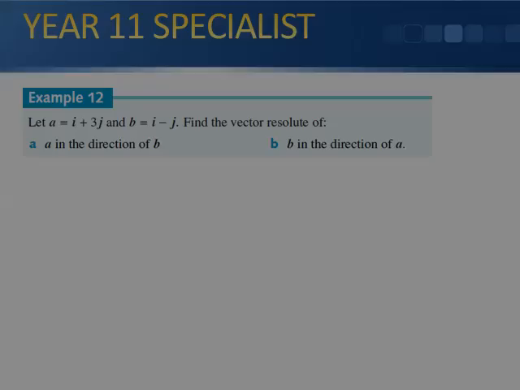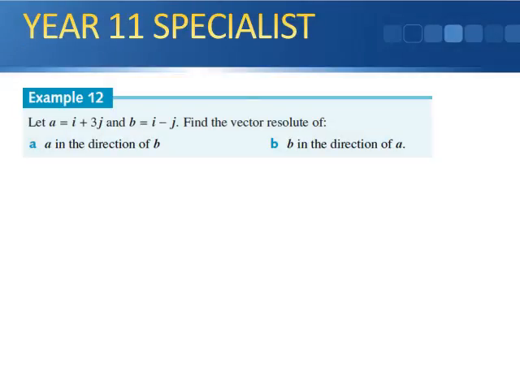The quantity A hat B, otherwise known as A times B divided by the magnitude of B, is the assigned length of the vector resolute, and is called the scalar resolute of A in the direction of B.